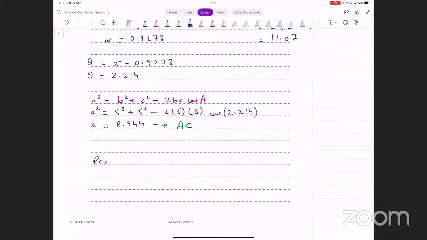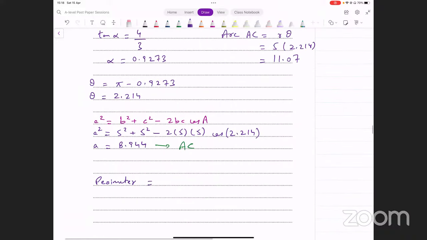Perimeter क्या हो जाएगा? इन दोनों lengths को add कर दें, and that is going to give you the perimeter. Arc length 11.07. Add to that 8.944 and see what that gives you.